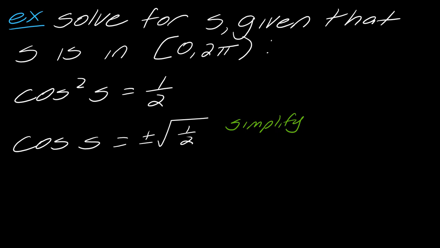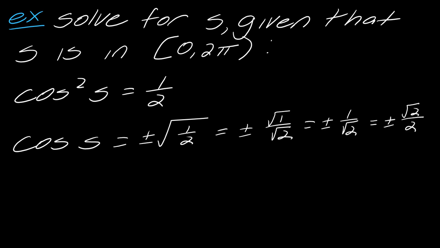And so now what I want to do is simplify this square root, so I can break this up into plus or minus square root of 1 over square root of 2, so it becomes plus or minus 1 over the square root of 2, and then I want to just rationalize.